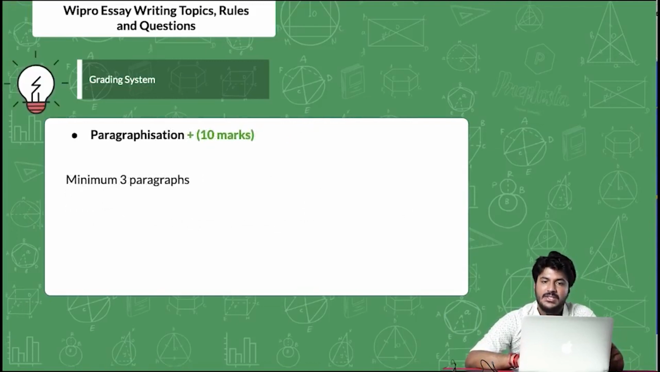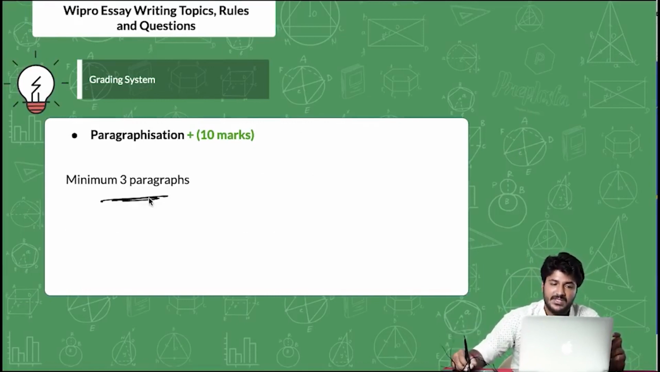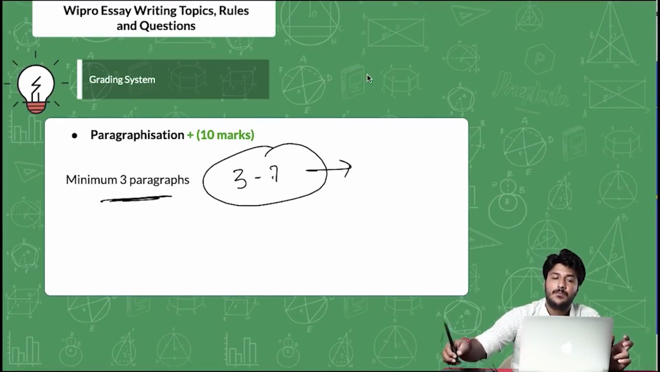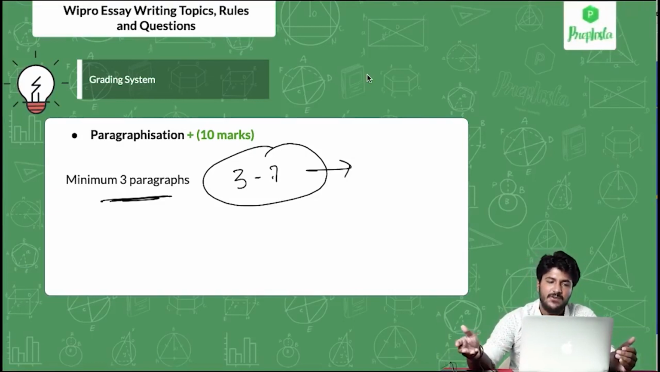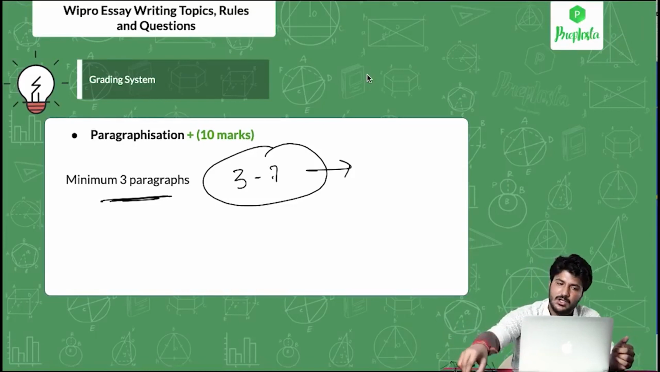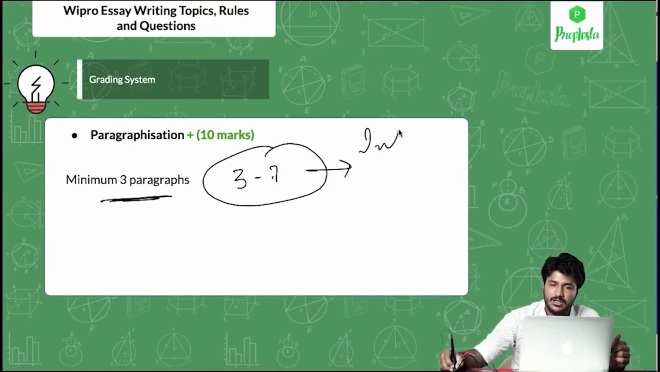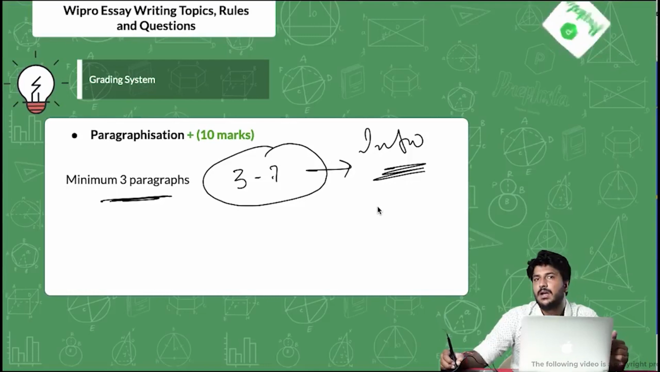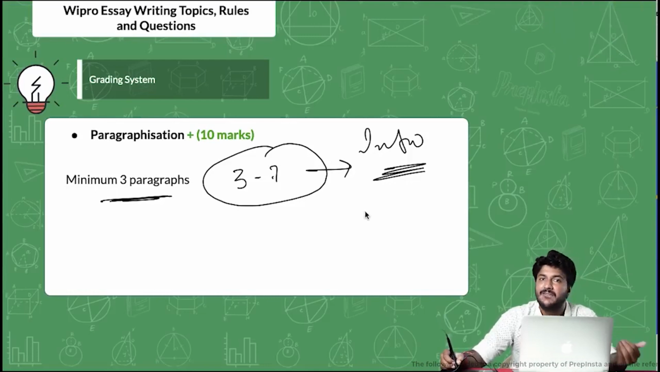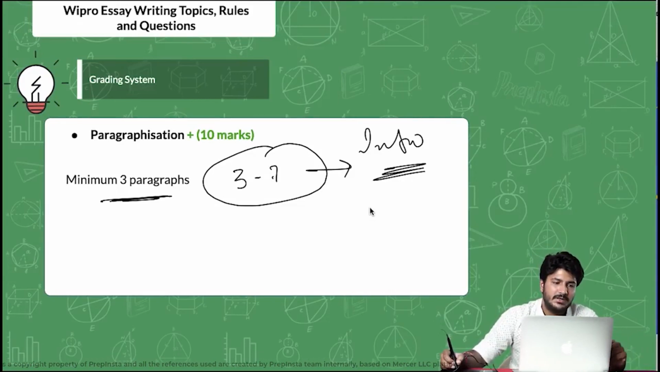Let's move forward. The next thing is paragraphization. For paragraphization, you get a maximum of 10 marks. Minimum, there have to be approximately 3 paragraphs. What I would suggest is anywhere between 3 to 7 paragraphs is good. I will also tell you about structuring later, as the paragraphs also have to be structured. For example, the first paragraph has to be about the introduction. The second paragraph could be about expanding the topic, giving examples, making references, discussing it, argumentating about it. And then the final paragraph has to be a conclusion, because the IntelliMetric system is looking for a conclusion. I'll also tell you about that later in the video.